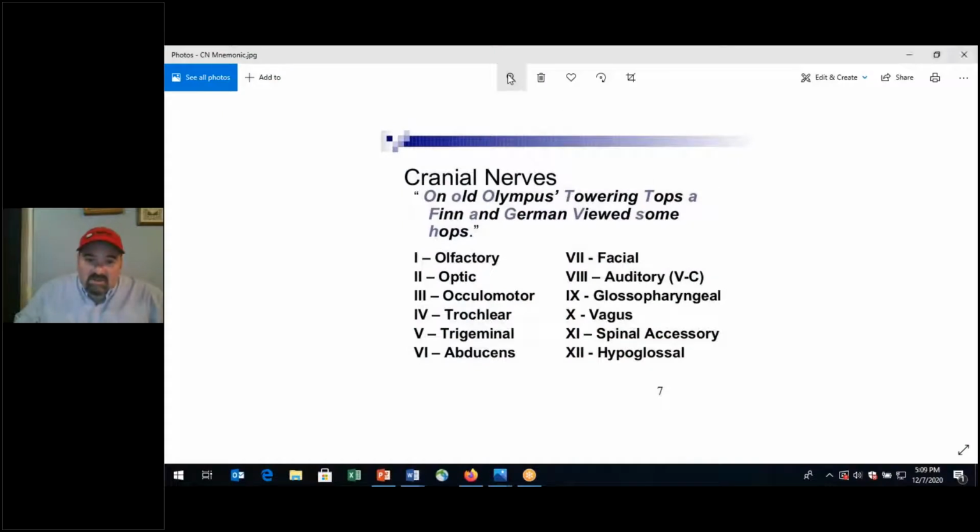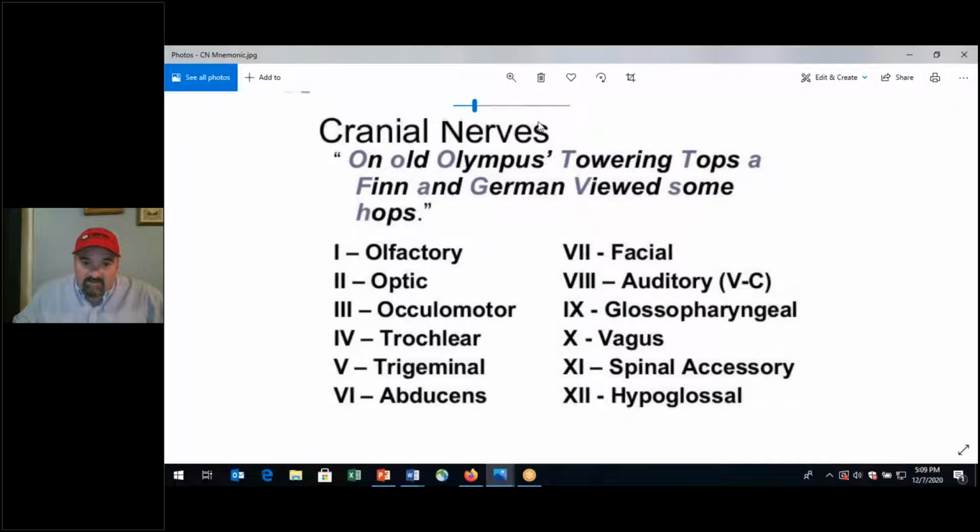Okay, so let me make this a little bit bigger. These cranial nerves come directly off of the brain. You'll see here this is an old mnemonic that is used, and this is the one that I went to grad school with and learned. You don't have to use this. You can do whatever you'd like as far as understanding this. And I'm going to give you some information also regarding that.